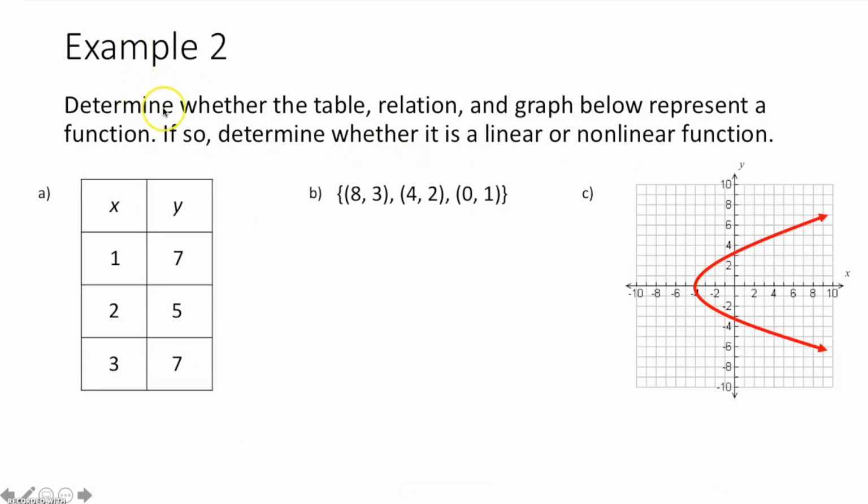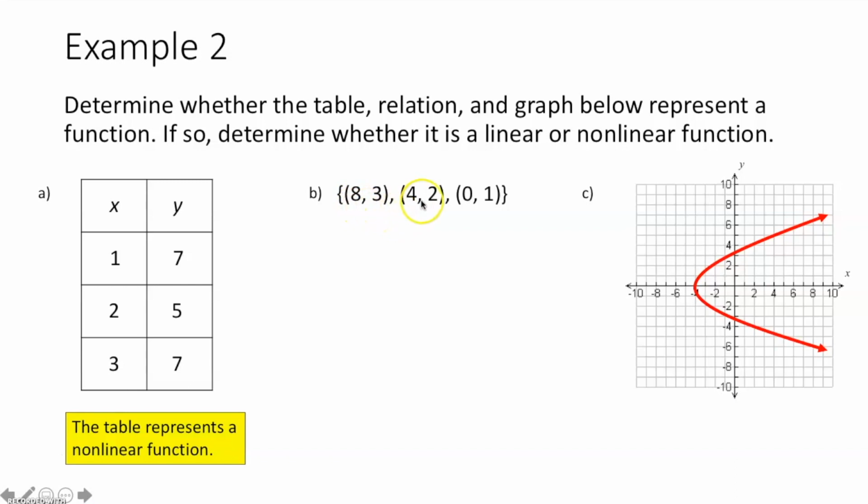Now, example 2 says determine whether the table, relation, and graph below represent a function. If so, determine whether it is a linear or nonlinear function. So for our table, are there any x values that repeat? No, therefore it is a function. Next, is it linear or nonlinear? Well, x is increasing by 1 each time. So as x increases by the same amount, does y also increase or decrease by the same amount? So from 7 to 5, it's decreasing by 2. In order to be a linear function, it would have to go from 7 to 5, and then from 5 to 3. Because it's not decreasing by 2 each time, it would be a non-linear function.